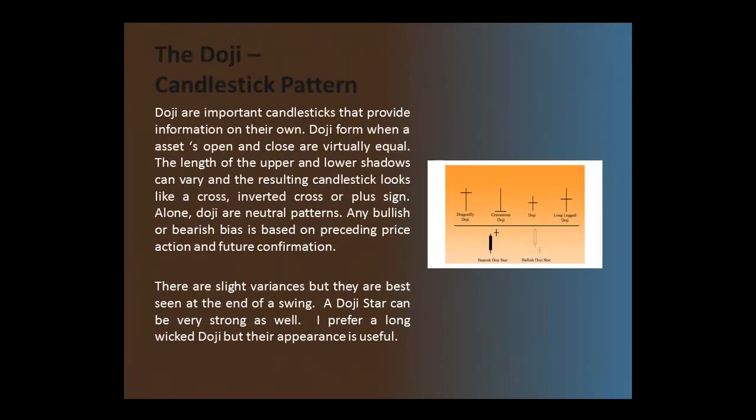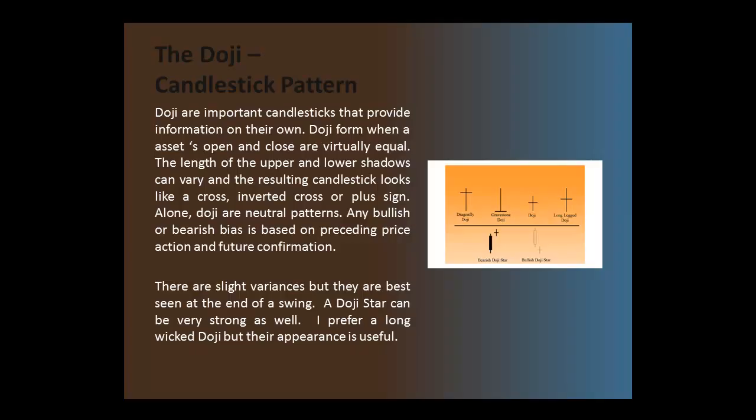Okay, one of the candlestick patterns I like is the doji. Now, dojis are important candlesticks that provide information on their own. Dojis form when an asset's open and close are virtually equal. Now, the length of the upper or lower shadows or wicks can vary, and the resulting candlestick looks much like a cross, an inverted cross, or a plus sign.